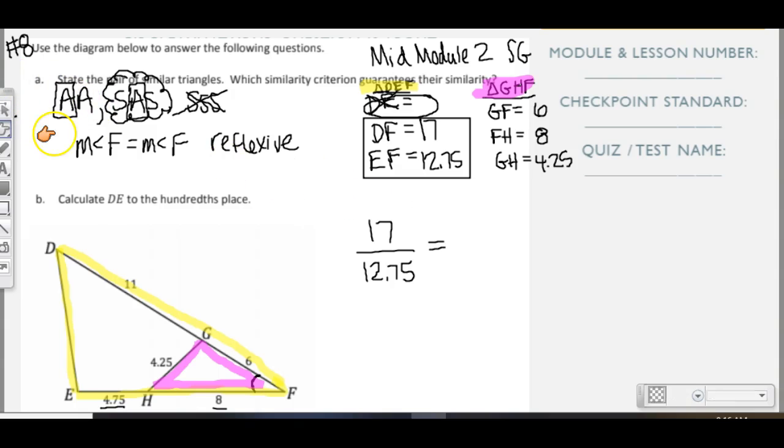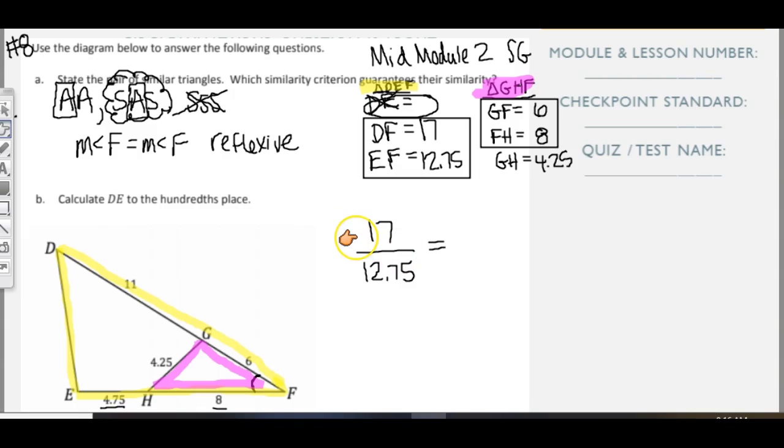Then, what are the two sides for the pink triangle that are on either side of the angle that they share? Which two numbers, or the names of them? 8 and 6. Very good. So that's GF and FH. Okay, so what we did when we were setting these proportions up, we have to make sure that we have the correct sides paired together.